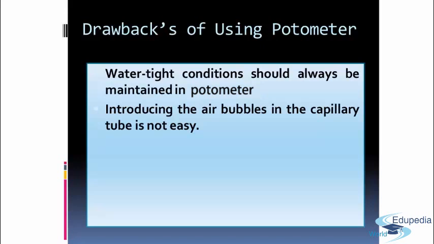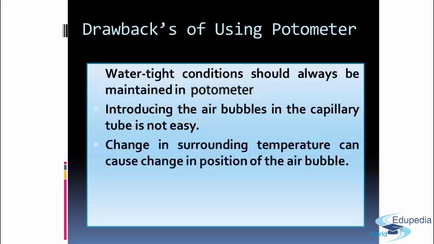We have seen in both the methods, in Ganong's potometer and in Darwin's potometer, that they have generated the air bubble. See, it is not possible every time to generate the air bubble in the capillary tube. It is not at all easy. Next, a change in surrounding temperature can cause a change in the position of the air bubble.